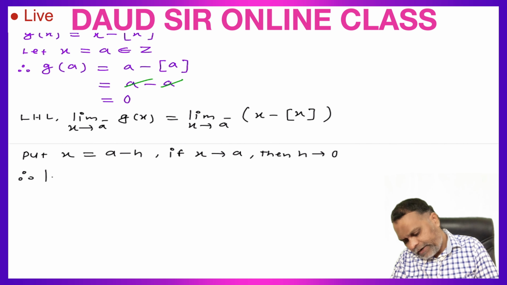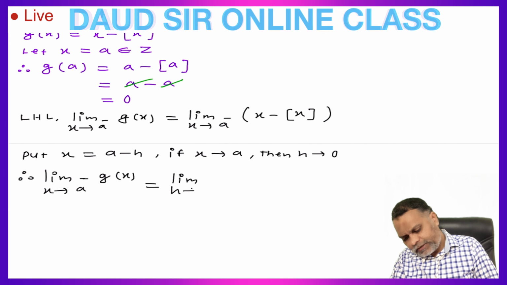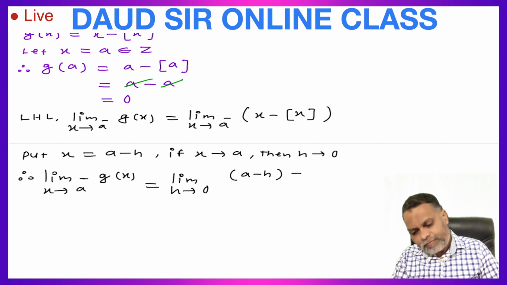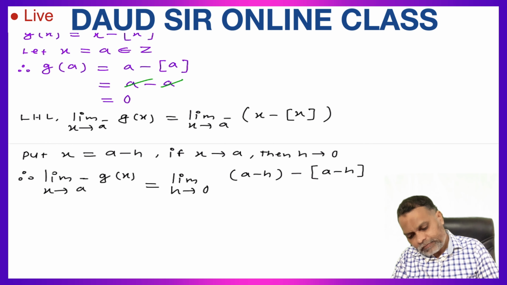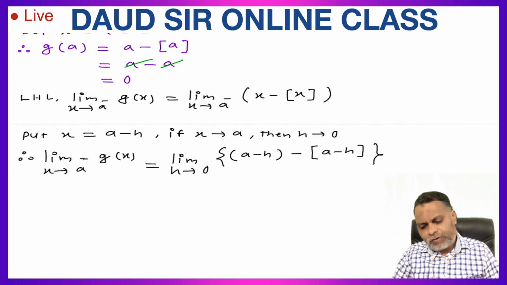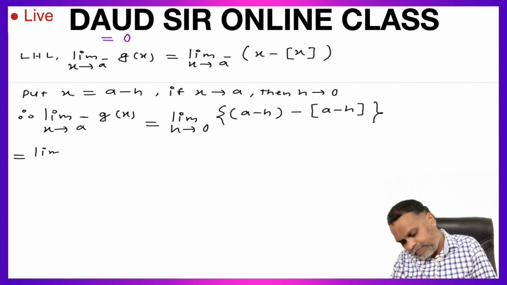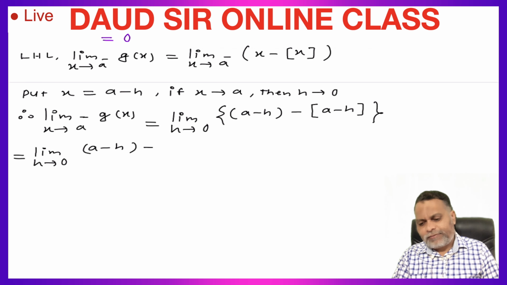Therefore, the left hand limit will become limit x tends to a minus of g of x, which is equal to limit h tends to 0, with x equal to a minus h, of x minus greatest integer of x, which is equal to limit h tends to 0 of a minus h minus, what is the greatest integer of a minus h?